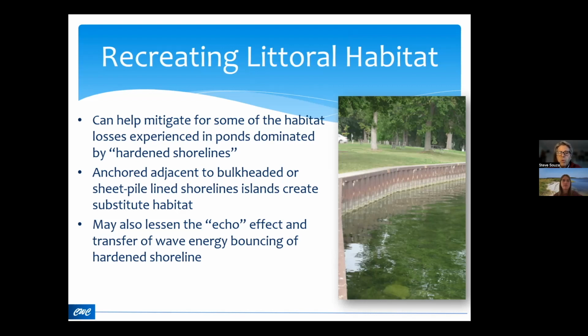The islands will also help decrease the amount of erosion along the shoreline, doing away with what we often see in bulkheaded situations as what's called the echo effect, where waves come in, they bounce off the bulkhead, and then create an erosion impact at a little bit of a distance, maybe 15, 20 feet away from the bulkhead itself. So these are different techniques where you can use floating wetland islands and get some additional benefit, either in terms of habitat or some type of mitigation of shoreline erosion problems.